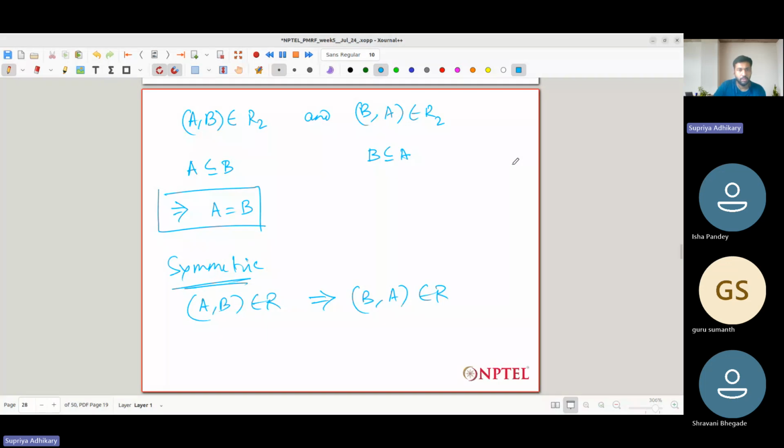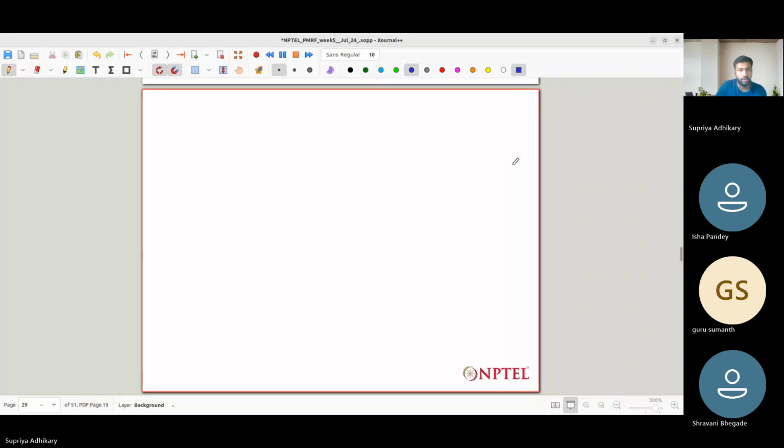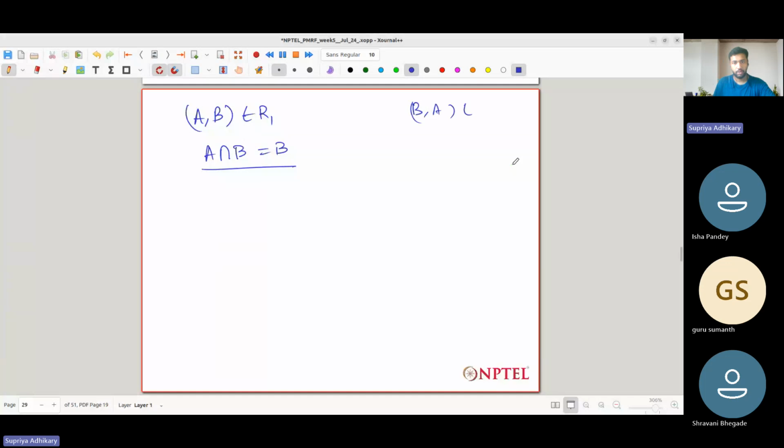So now consider the relation R1. In the R1 relation, we consider that (A, B) belongs to R1. So that means A intersection B is equal to B. Now from there we have to prove that (B, A) belongs to R1, that is, we have to prove that B intersection A is equal to A.